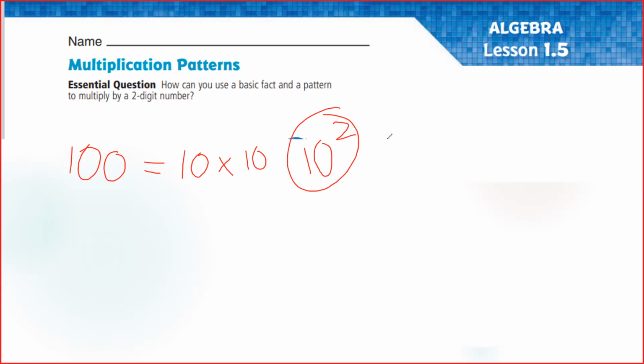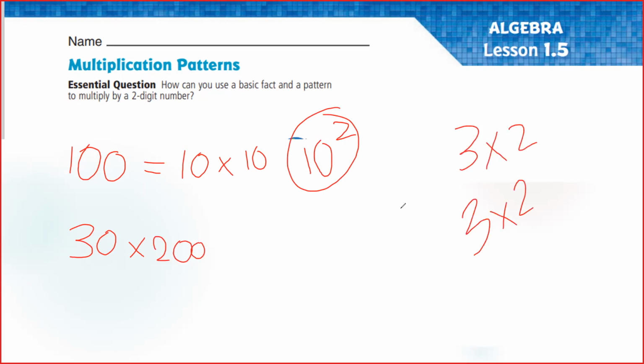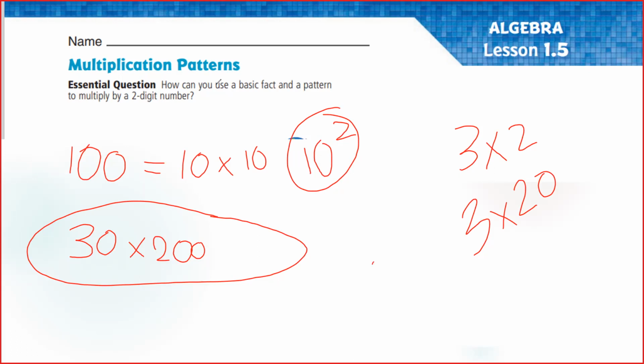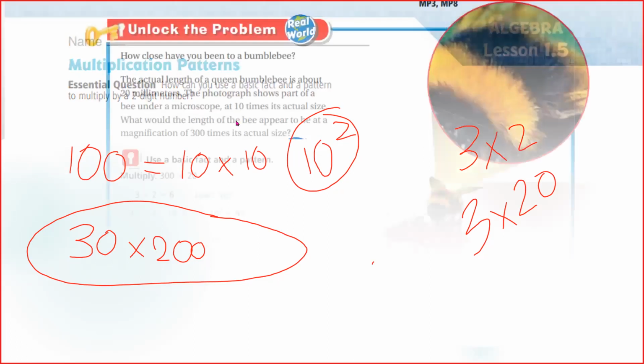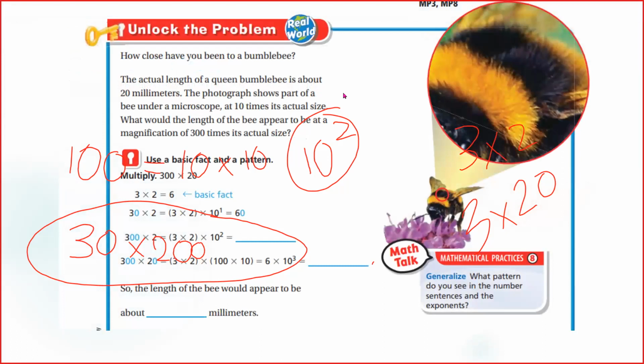Now today, we are going to learn what we can do if we have 30 times 200. How can I find the answer? We know how to find 3 times 2. We know how to find 3 times 20. Today, we are going to learn how we can find 30 times 200. Let's start now.